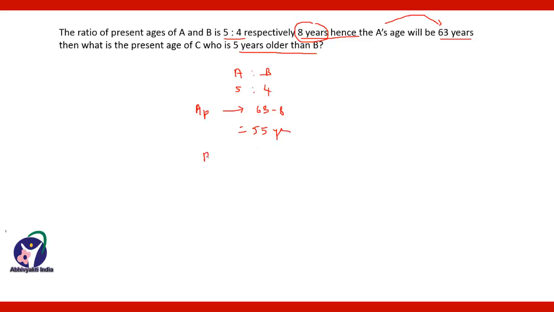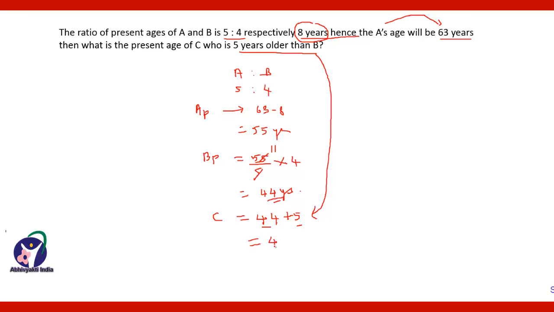Therefore, B's present age will be equal to 55 divided by 5 multiplied by 4, because their ages are in the ratio of 5:4. 5 elevens are 55, so it will be 44 years. Therefore, C's present age will be equal to 44 plus 5, since in the condition it is said that C is 5 years older than B. B is 44, so C will be 44 plus 5, and that will be equal to 49 years.